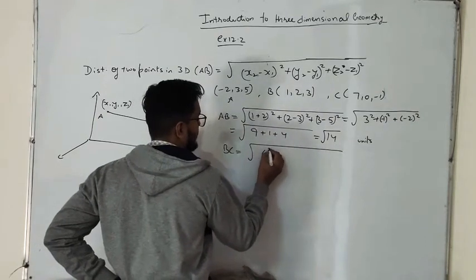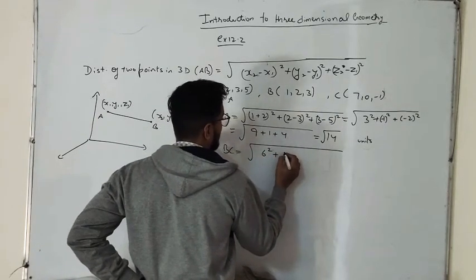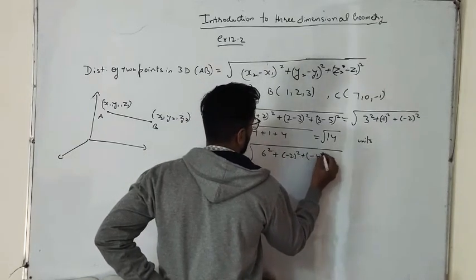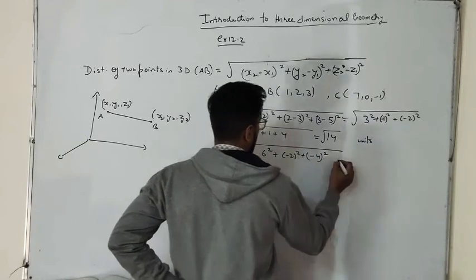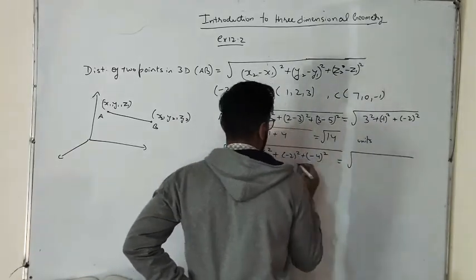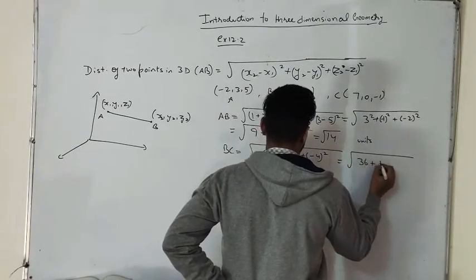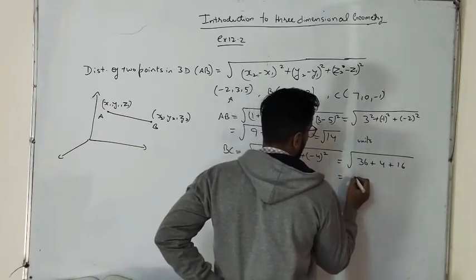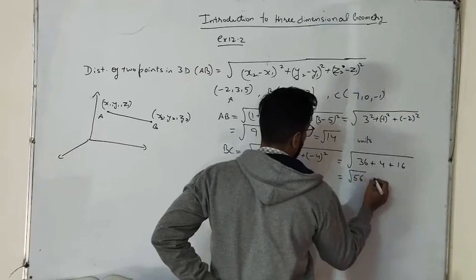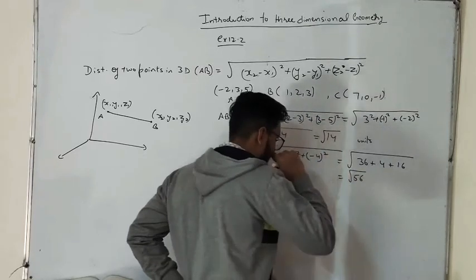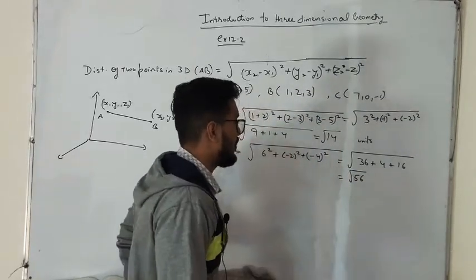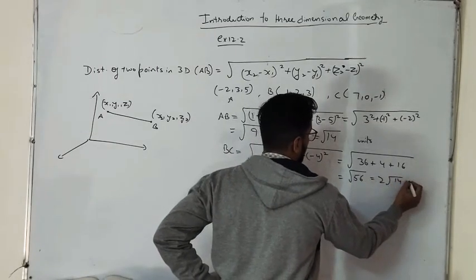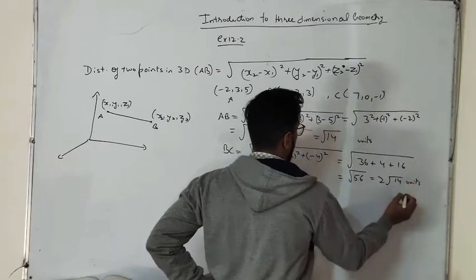So 7 minus 1 is 6 square, plus (0 minus 2) which is -2 square, plus (-1 minus 3) which is -4 square. So which is equal to the square root of 36 plus 4 plus 16. 16 plus 4 is 20, 20 plus 36 is 56. The square root of 56. If I take 4 common, we can say 2 root 14 units.